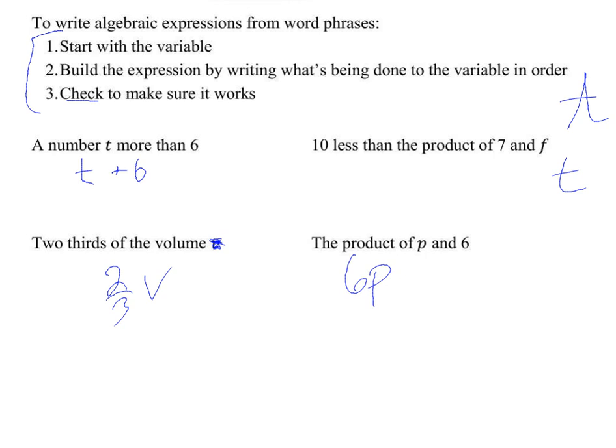10 less than the product of 7 and f. Where do we start? With the variable, which is f. So I'm going to write down f. What am I doing to f? How do I know? Because it says the product of. I want to point this out to you. It says 7 and f right here. Doesn't that mean add?